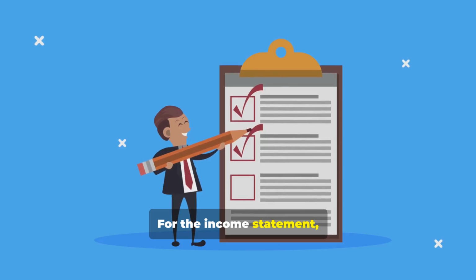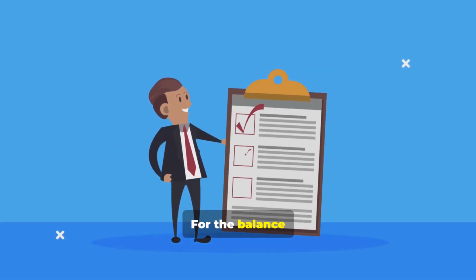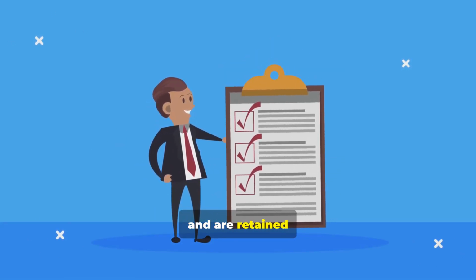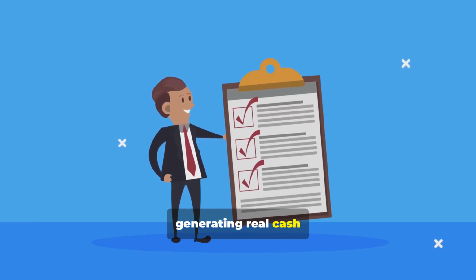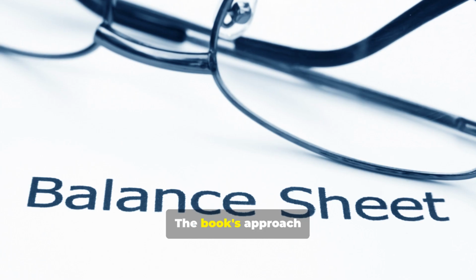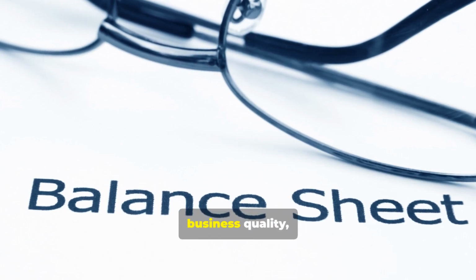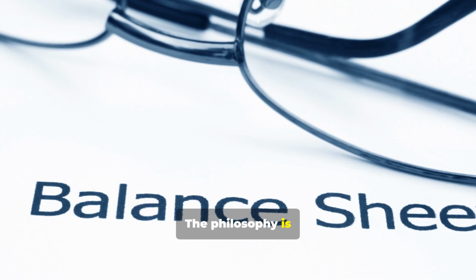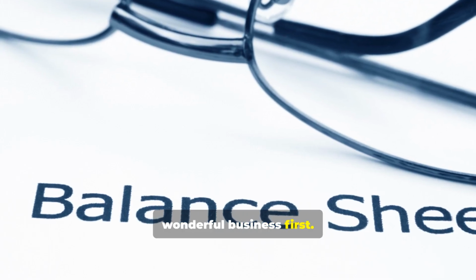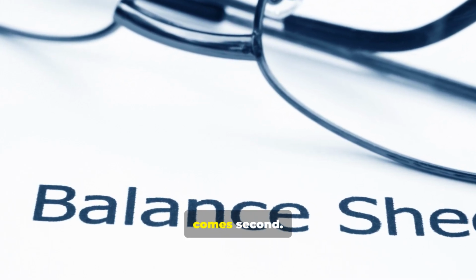For the income statement, ask: are margins strong and operating income growing? For the balance sheet, is debt low and are retained earnings growing? For cash flow, is the company generating real cash with reasonable capex? The book's approach emphasizes understanding the business quality, not getting lost in complex valuation models. The philosophy is simple: find a wonderful business first. The question of what price to pay comes second.